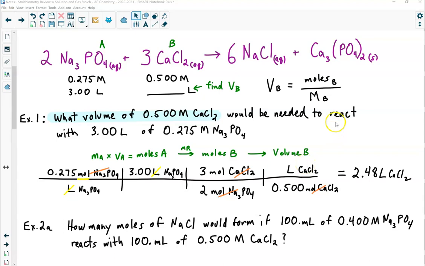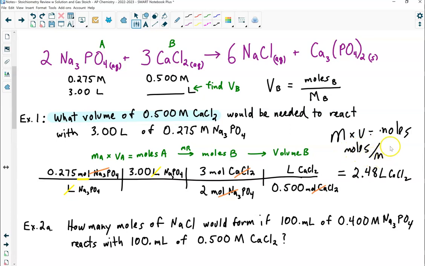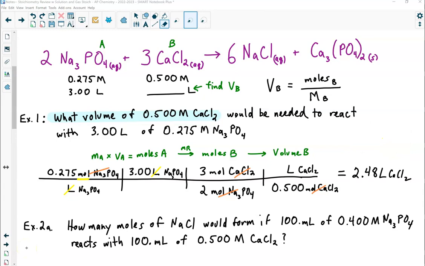If molarity times volume is moles, then moles divided by molarity will be volume. Okay, so I'm just rearranging the equation. I want to find the volume. I take the moles and divide it by the molarity. And again, when you see I get 2.48 liters of calcium chloride would be required. So it would take 2.48 liters of calcium chloride at a 0.5 molar concentration to react with that given amount of sodium phosphate.